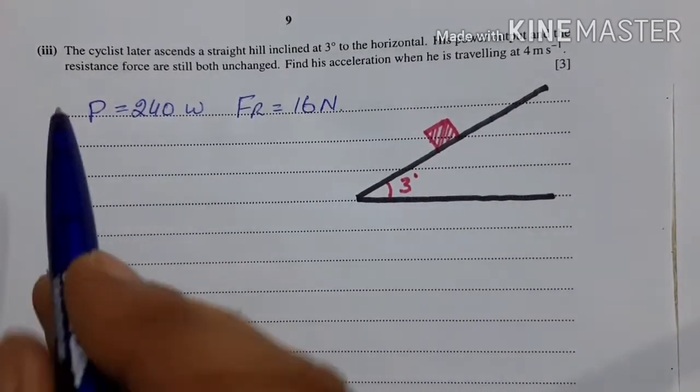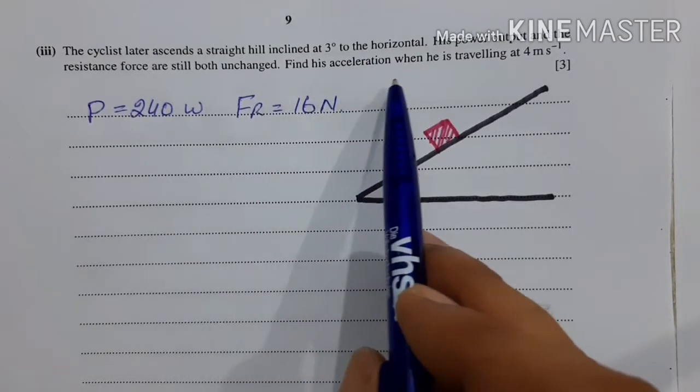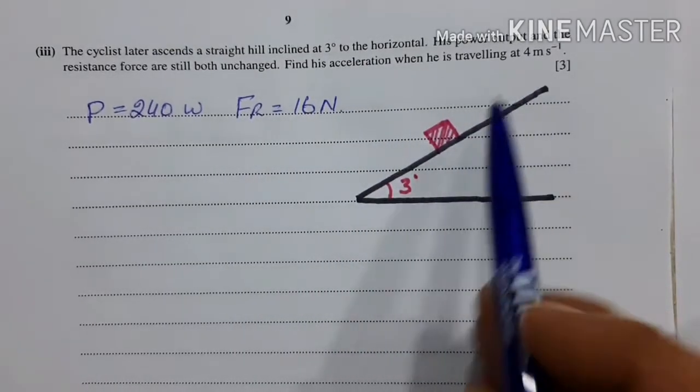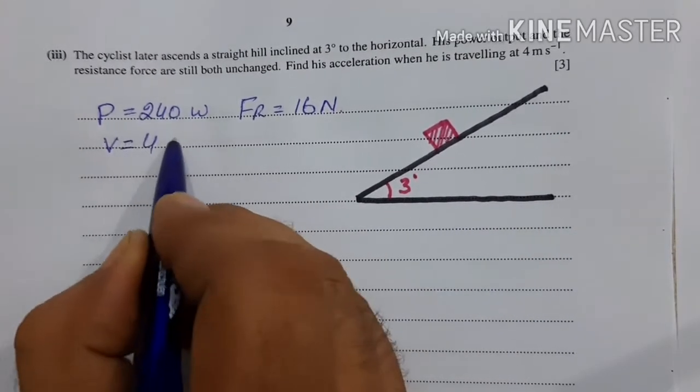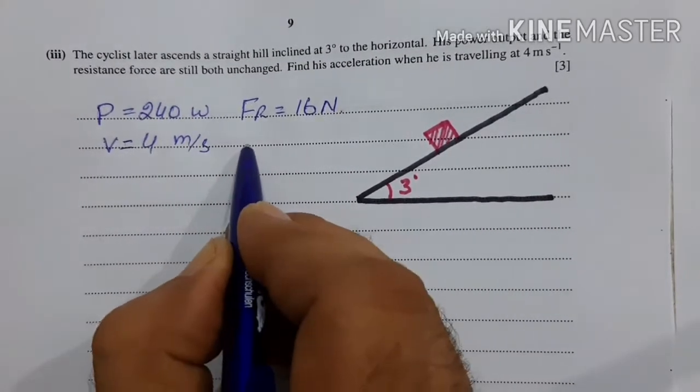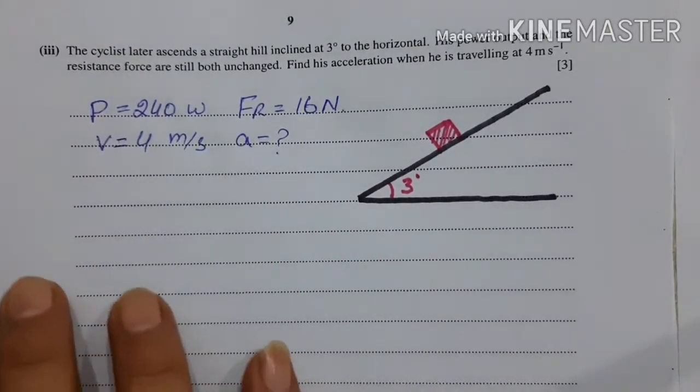His power output is unchanged. Find the acceleration when he is traveling at 4 meters per second. Now the speed is 4 meters per second, and we need to find the acceleration.